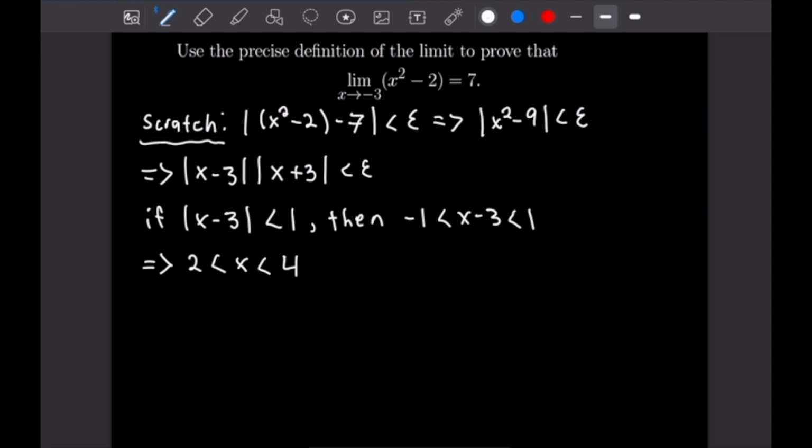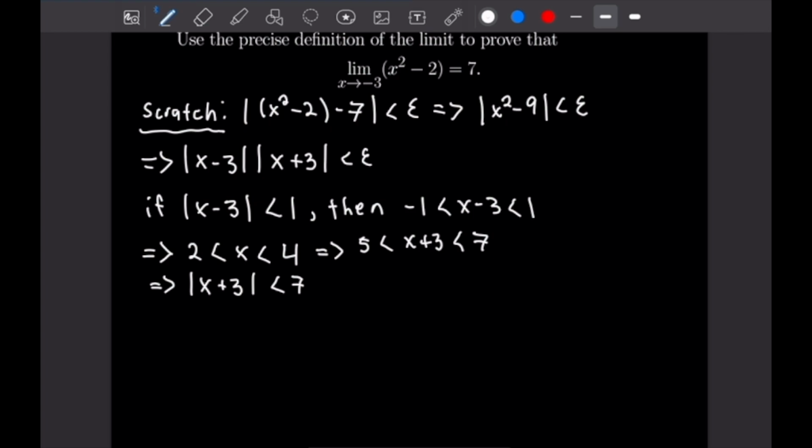And we want to manipulate this to get an inequality for x plus 3. That means we can add 3 to this inequality, and we will get that 5 is strictly less than x plus 3, which is strictly less than 7. And so that means we can obtain the following strict inequality for the absolute value of x plus 3. We will have the absolute value of x plus 3 is strictly less than 7. That means we will have no problem if we substitute a 7 in for our absolute value of x plus 3 in the inequality up here. So we can go ahead and make that substitution.